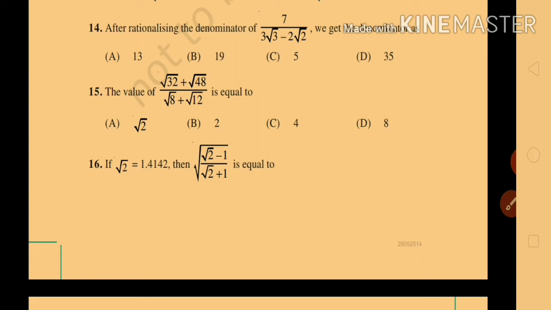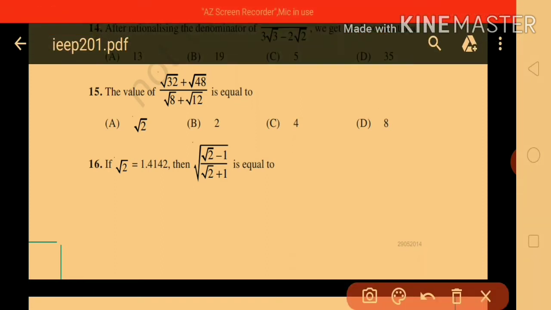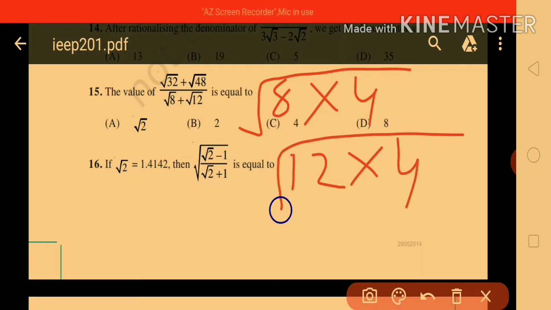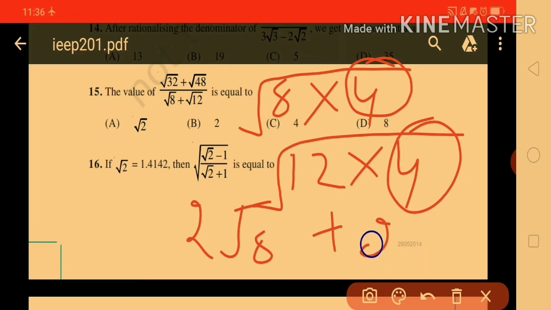The value of (root 32 plus root 48) by (root 8 plus root 12) is the same as, okay, so if you want to take common here, you can take 8 4s are 32, and 48 as 12 4s are 48, under the root, right? So you know that square root of 4 is 2, you can write it 2 root 8, and 2 root 12, right?